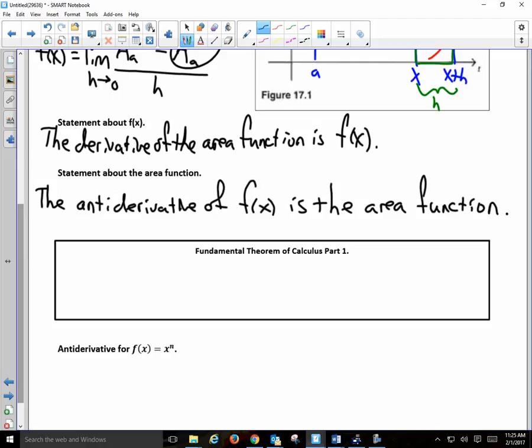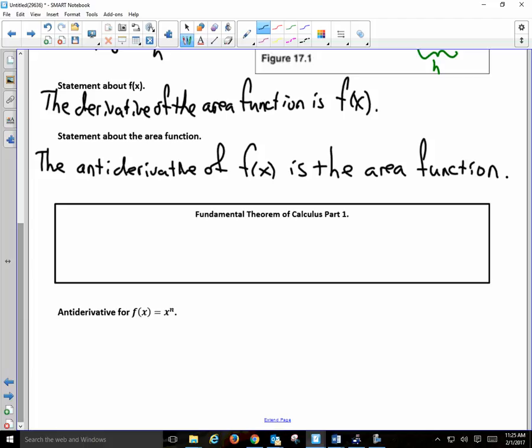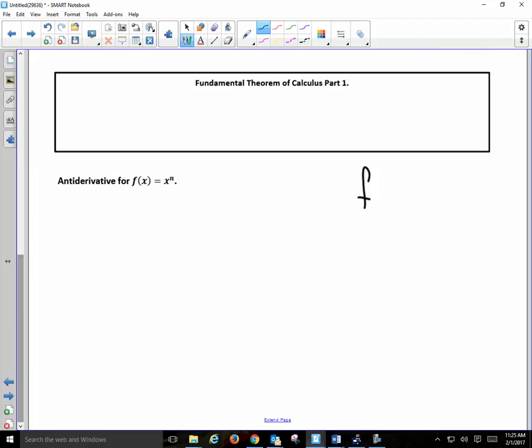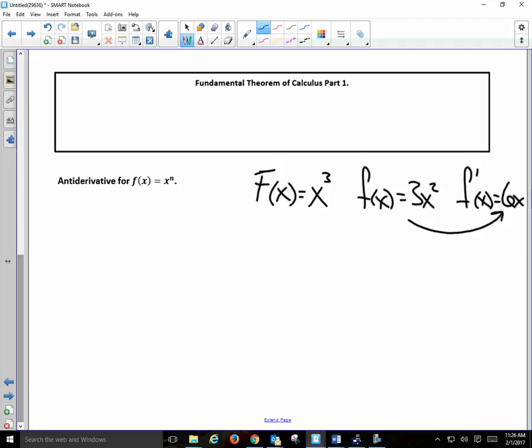So your question is, what the heck is an antiderivative? You do it backwards. For example, if f of x is 3x squared, what is f prime of x? What is big F of x, or the antiderivative? What would you take the derivative of to get 3x squared? X to the third. So we're used to going this way, right? We now want to go that way.